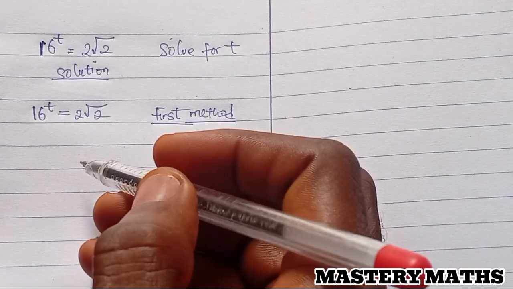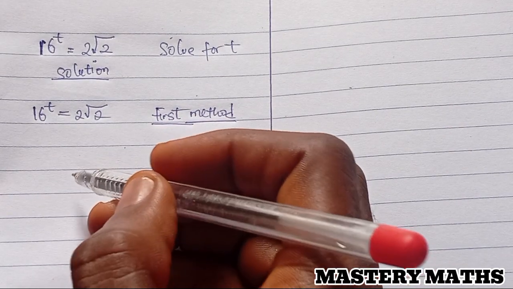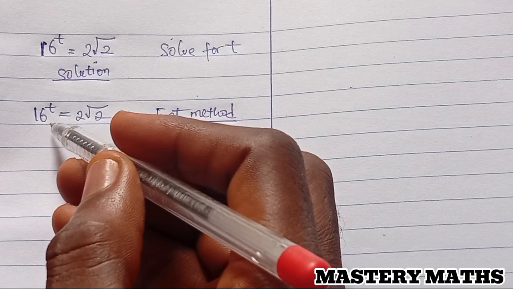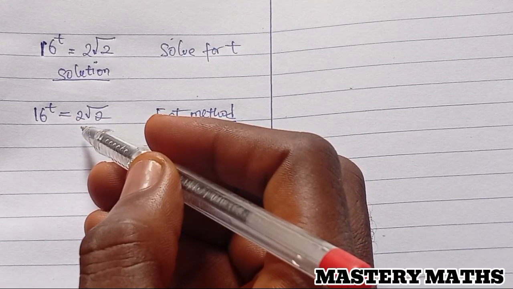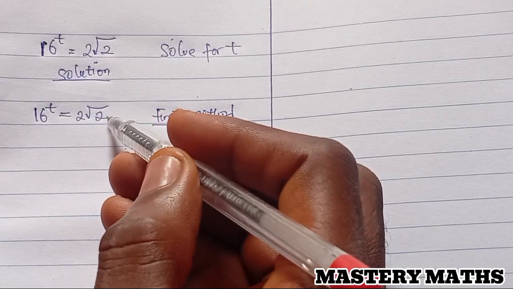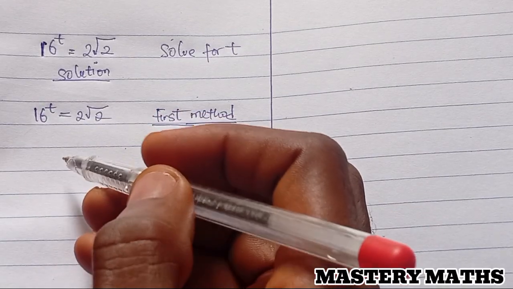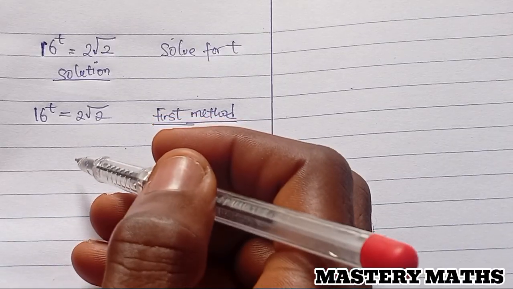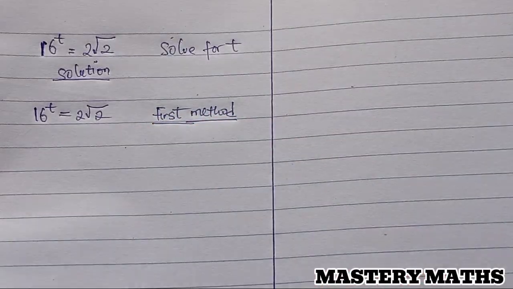Now, before we solve this, first of all, if you watch this, 16 is having a power of t, and you have 2 root 2. To solve this, first of all, we need to make them have the same base. They need to have the same base. Now, how do we make them have the same base?